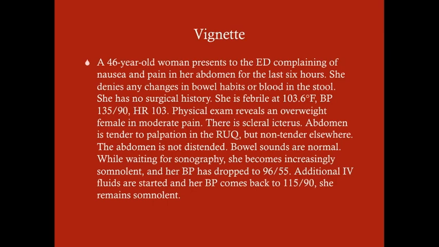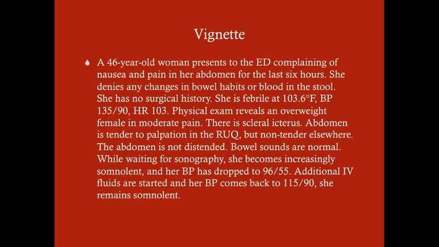But anyhow, that triad was fever, right upper quadrant pain, and jaundice. That tells you that it is choledocholithiasis. As opposed to the triad, there is a pentad, and that pentad is right upper quadrant pain, fever, and jaundice, but also adds to it the altered mental status and the hypotension.